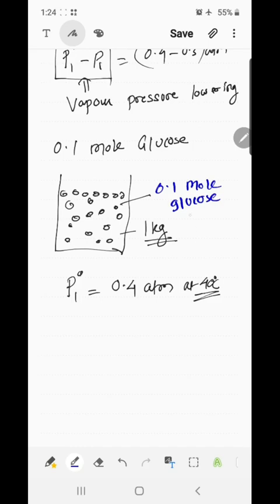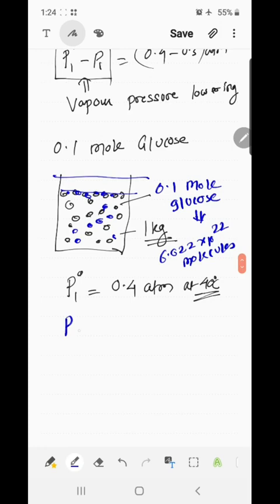So class, 0.1 mole glucose consists of 6.022 into 10 power 22 molecules of glucose. So class, glucose is also non-volatile solute, so it will occupy some places in the bulk and also some places on the surface. So surface area available for formation of vapor will decrease and vapor pressure will also decrease. So that is called P1. So what is P1? P1 is the vapor pressure of solvent over the solution.